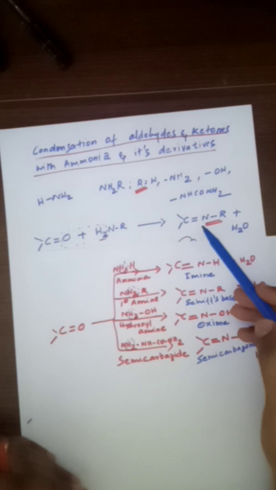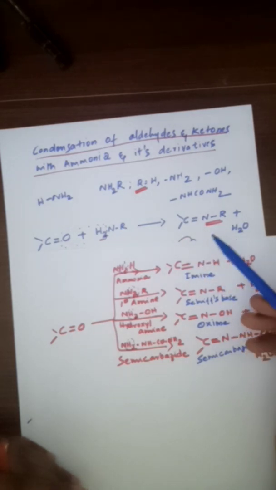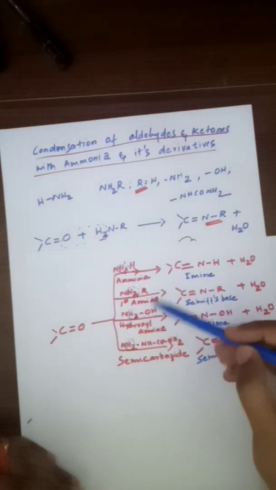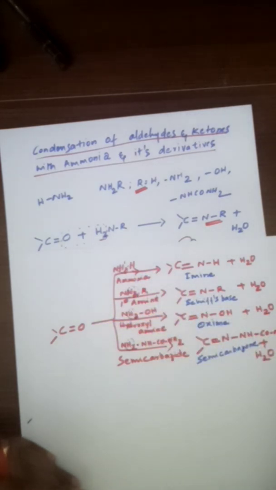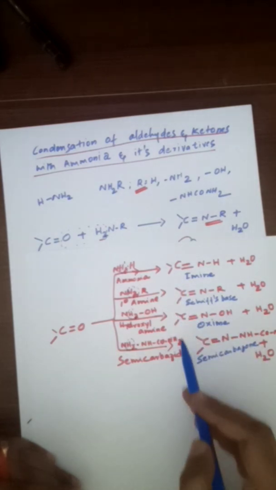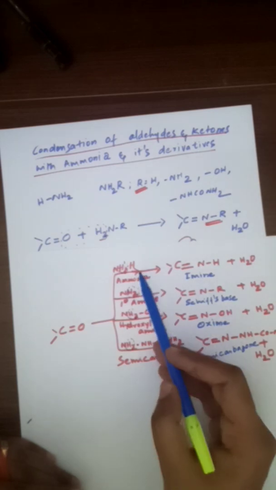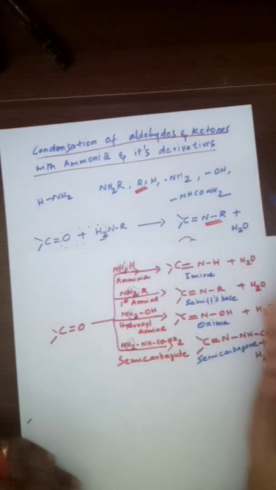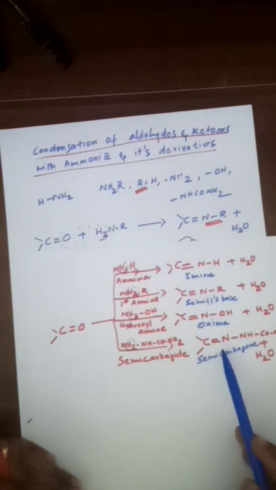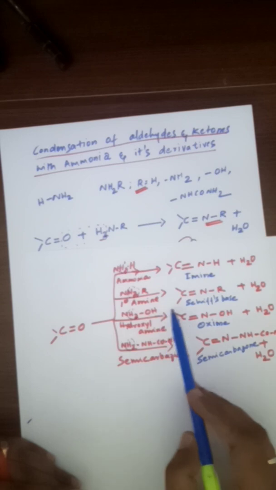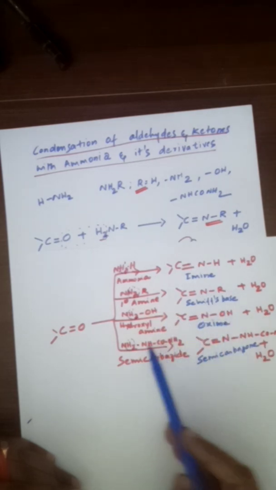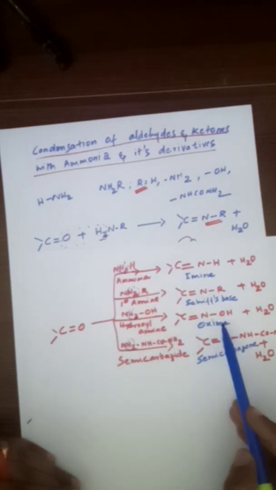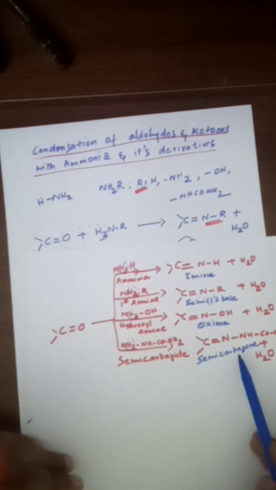The condensation with phenylhydrazine is one of the tests we use for carbonyl compounds. So these are the products that we can obtain as per the changes happening with R. For different derivatives, you will be getting different products. With ammonia, imine; with a primary amine, a derivative of imine or Schiff's base. With hydroxylamine, you will get oxime. With semicarbazide, you will get semicarbazone.